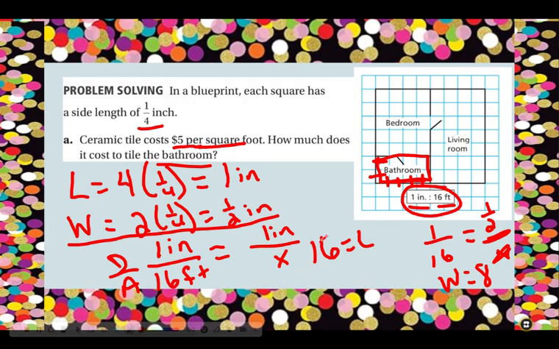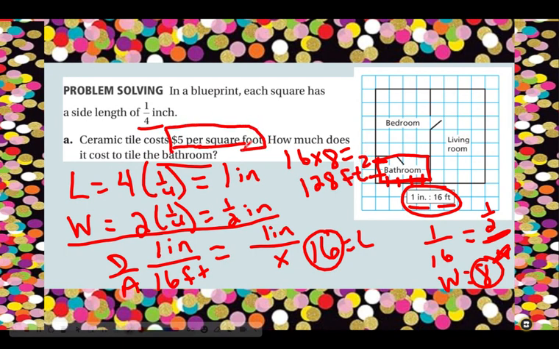So let's find the area. 16 times 8 is 128 feet squared. And it costs $5 per square foot. So how are you going to find out the cost? 128 times 5. I got that the cost will be $640 to tile that bathroom.